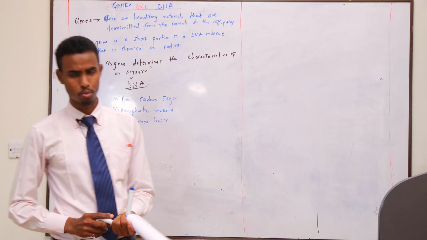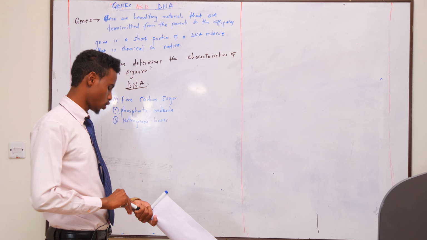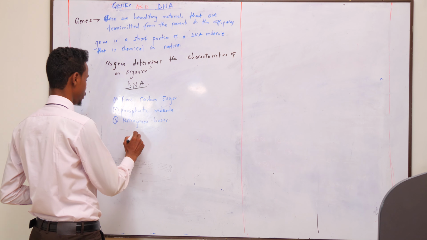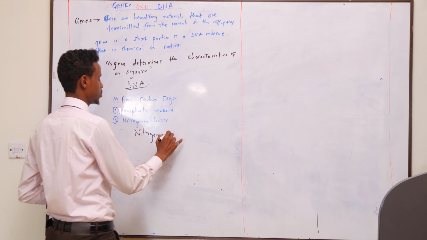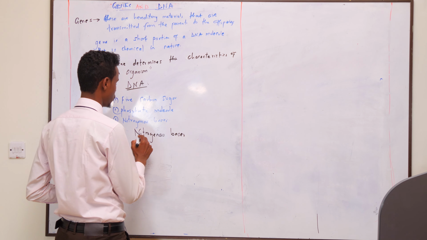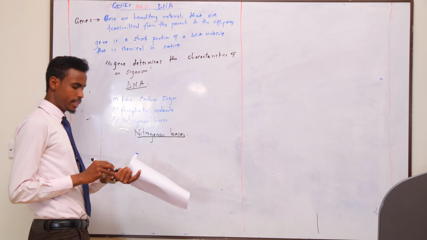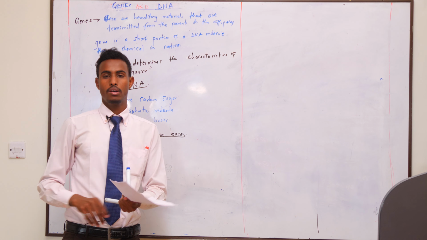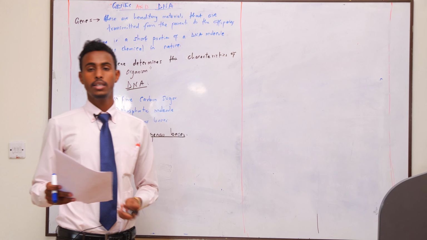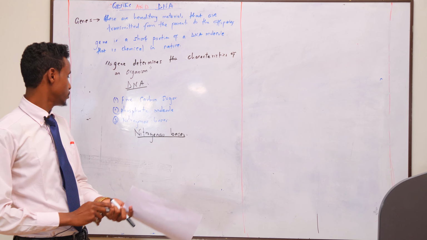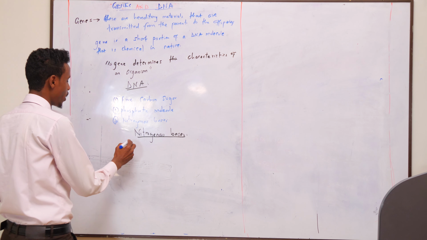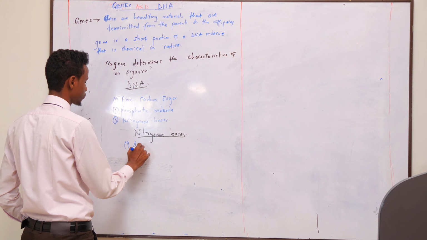Now, let's look at the nitrogenous bases. What is the composition of the nitrogenous bases? Very good. Now, in the nitrogenous bases, we have 4 that make up the nitrogenous bases. Number 1, we have the adenine.